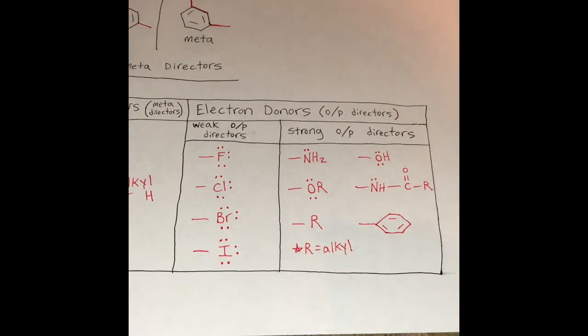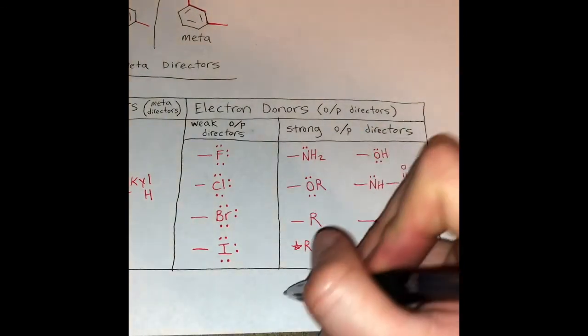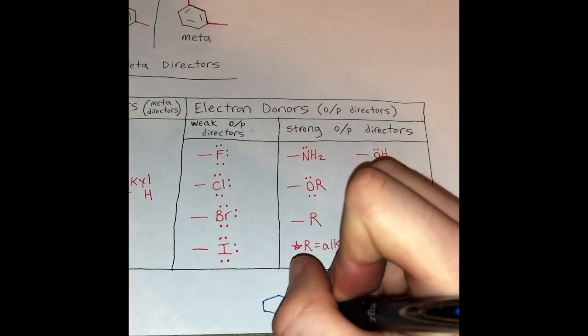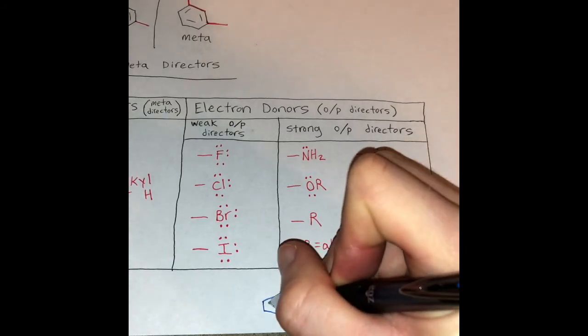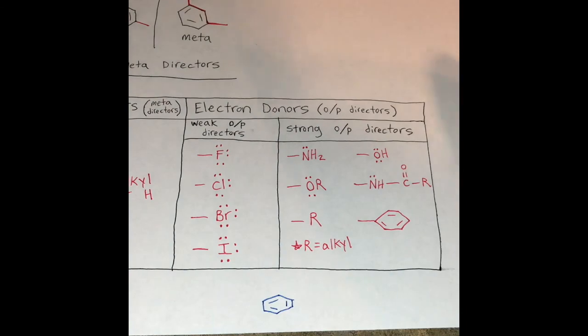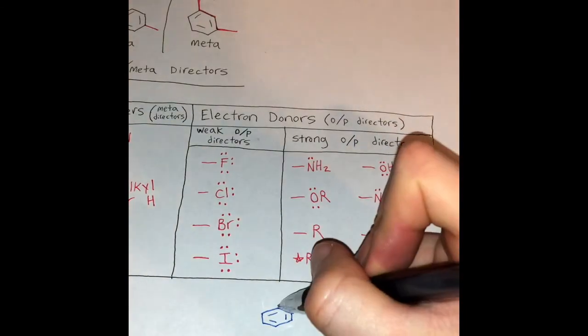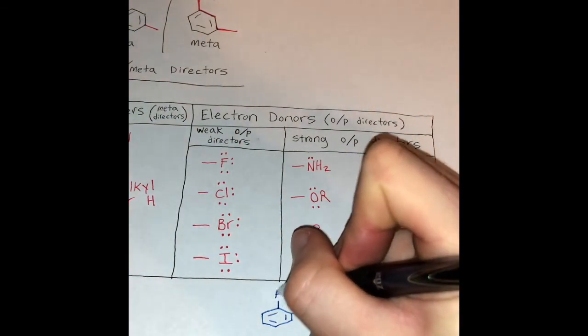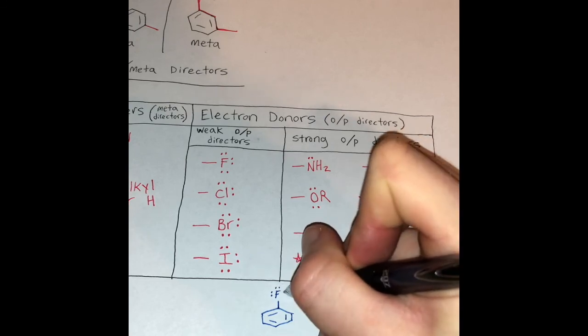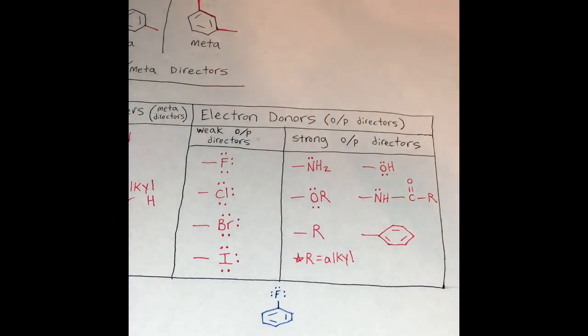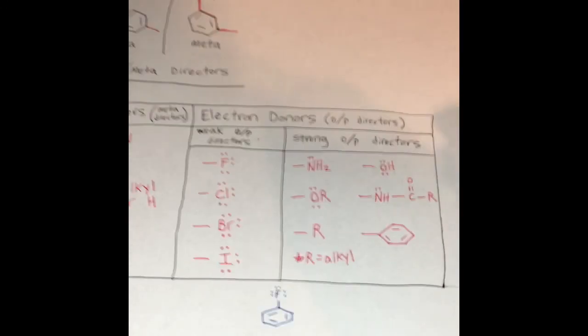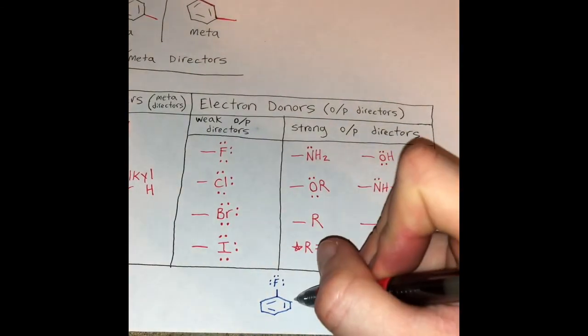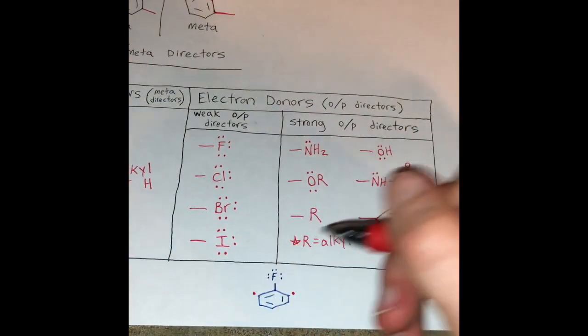So how would you use these? Well, say we had an EAS mechanism. And if we put one of these groups on, let's say here, and let's just go with F. So if we saw that group on our benzene, we'd know that this is a weak ortho-para director. So where could you get the group that you add via EAS? Well, it could go in the ortho spot or para.